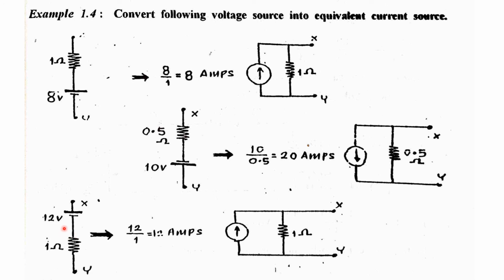Another example is 12 volt with internal resistance 1 ohm in series. So this is 12 upon 1, that is 12 amperes, current source of 12 amperes with an internal resistance of 1 ohm in parallel with this current source. So thus we can convert the voltage source and current source.